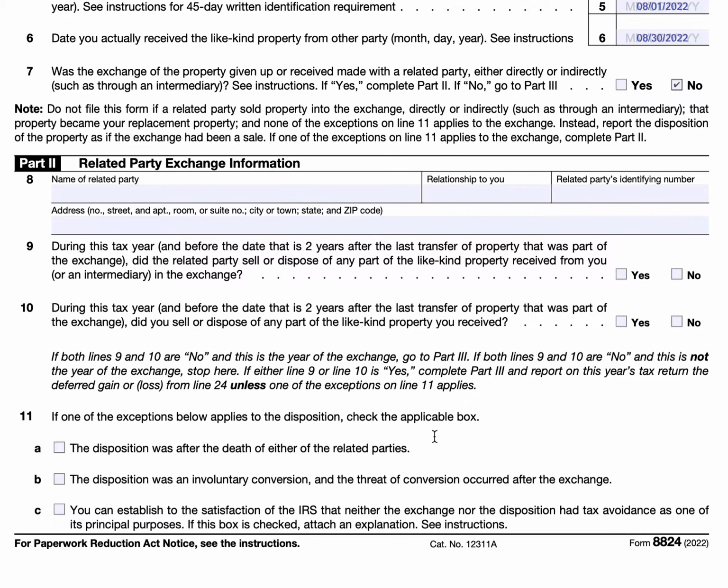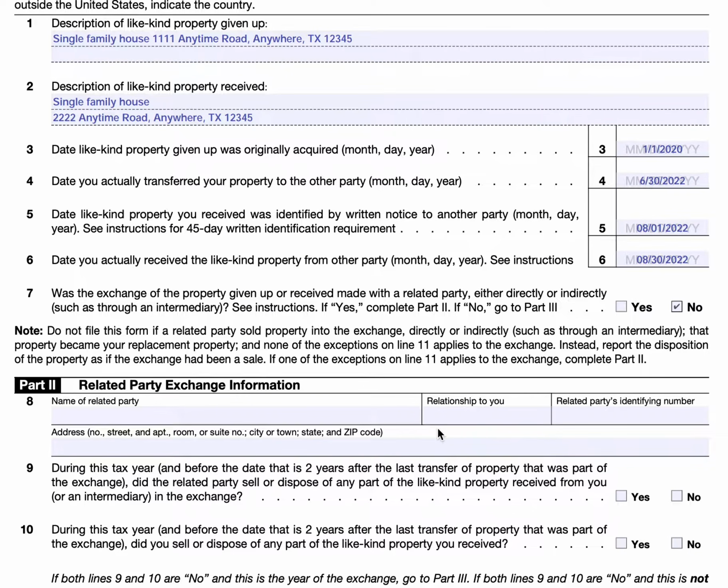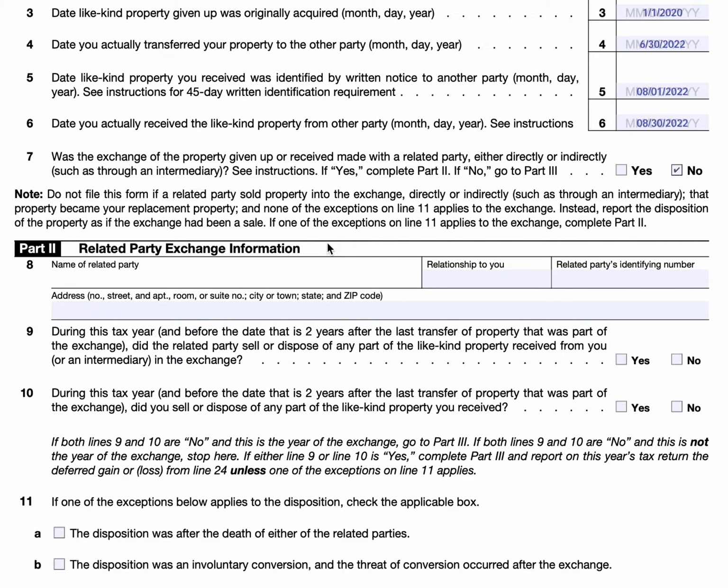And for most taxpayers, if you did not do a Section 1031 exchange with a related party, you're only going to be filling out Parts 1 and 3. So in Part 2, we'll just write in the name of the related party. I already checked no, but we'll go through the mechanics of Part 2 as if we had selected yes.